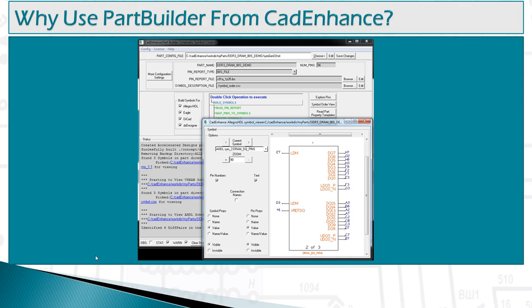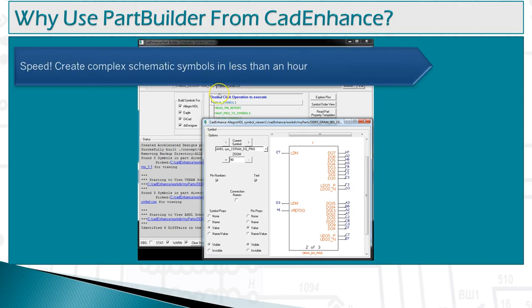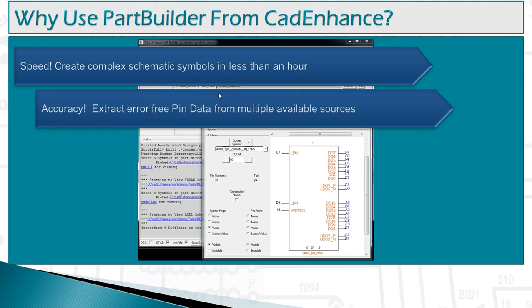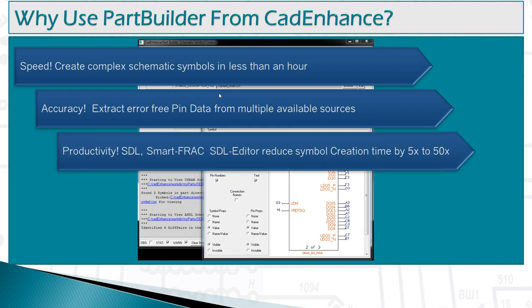Why use PartBuilder from CAD Enhance? Speed. Create complex schematic symbols in less than an hour. Accuracy. Extract error-free pin data from multiple available sources like BSDL files, IBIS files, FPGA pin reports, existing symbols, and any kind of spreadsheet format you can think of.